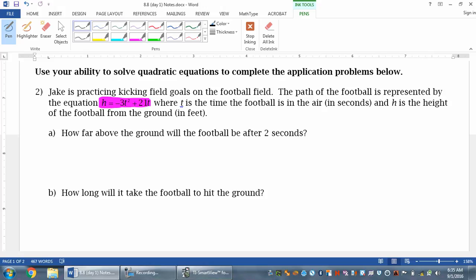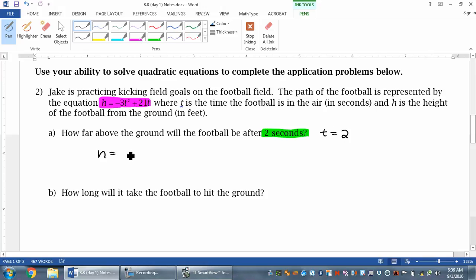So now we're going to be working with these problems where we will not have the graph. But we don't need the graph once we have the equation because we already know how to solve. So part A, how far above the ground will the football be at 2 seconds? I give you 2 seconds. Is 2 seconds t or h? Hopefully you said t.